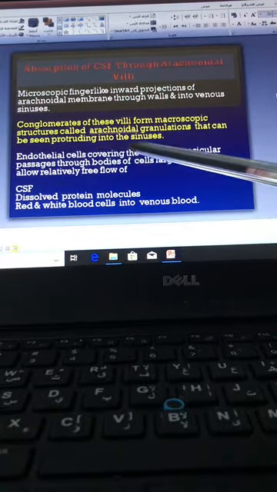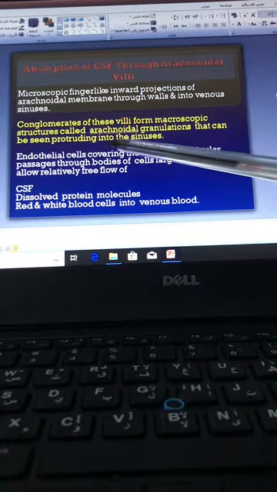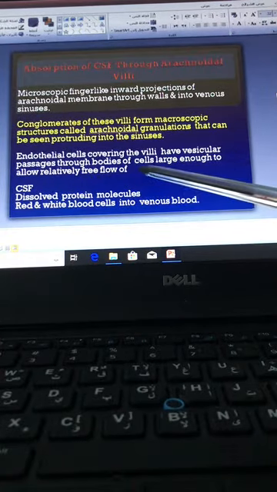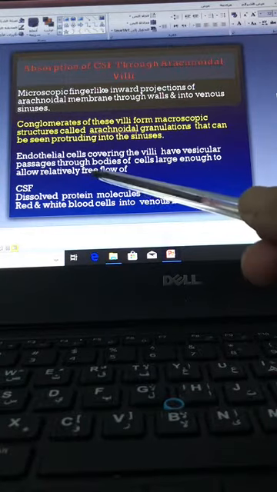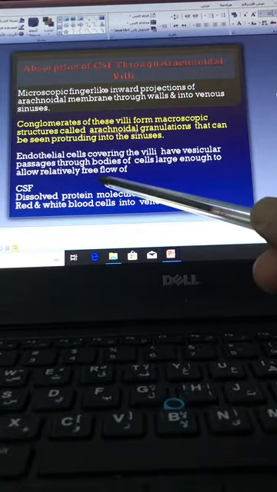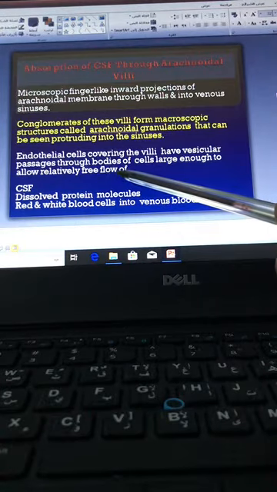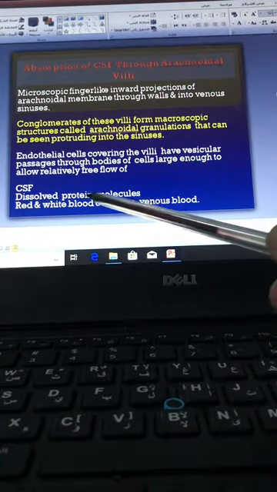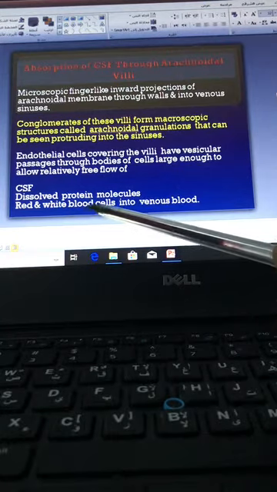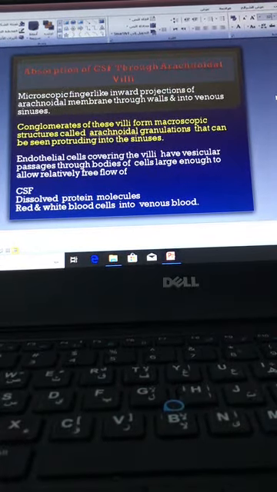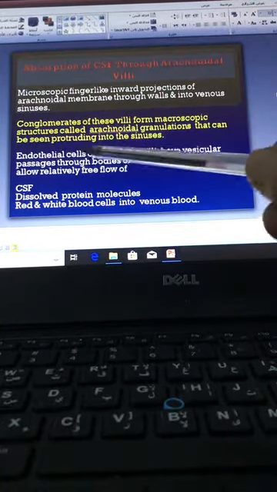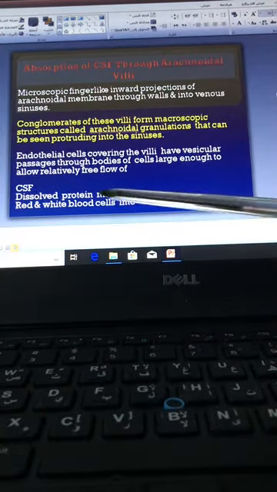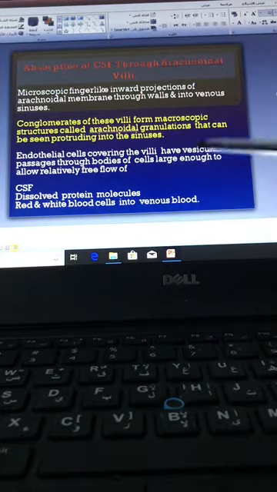The endothelial cells covering the villi have vesicular passages through the bodies of cells large enough to allow relatively free flow of dissolved protein molecules, red blood cells and white blood cells into the venous blood. يعني مرور سهل، free flow بدون جهد وبدون active transport. إذن ال CSF يمر عن طريق هذه الاندوثيليال cells بسهولة هو وال dissolved protein molecules، red and white blood cells into the venous blood.